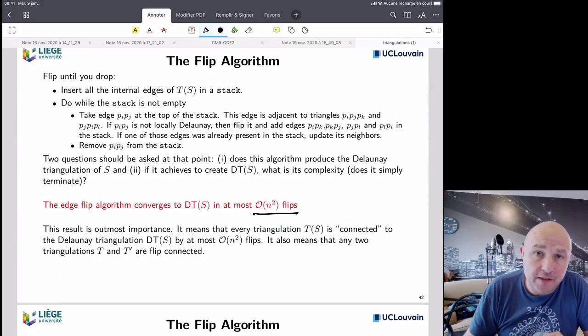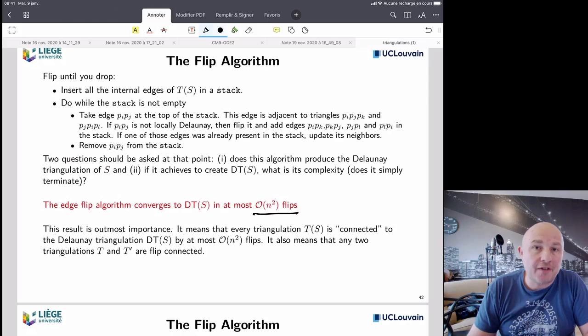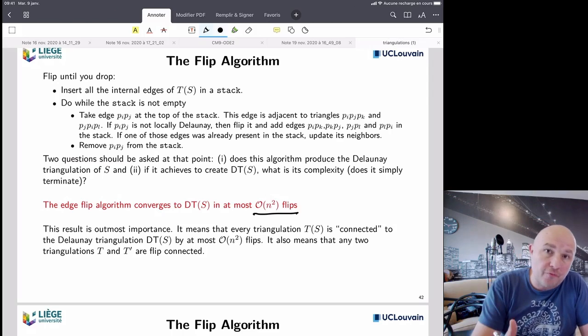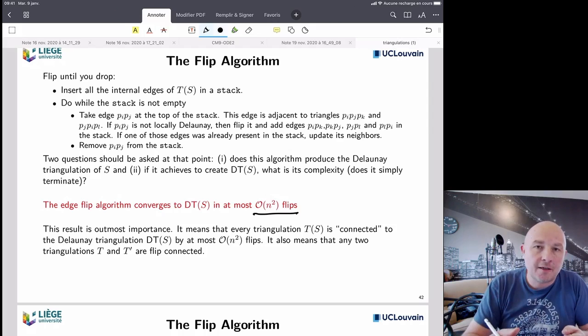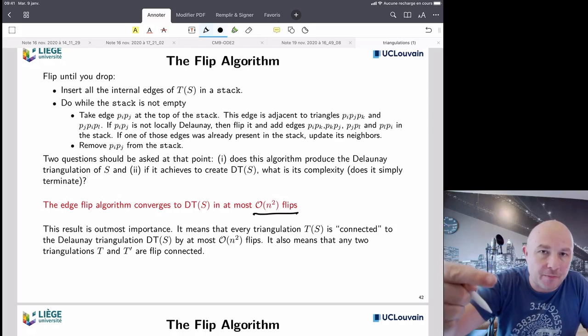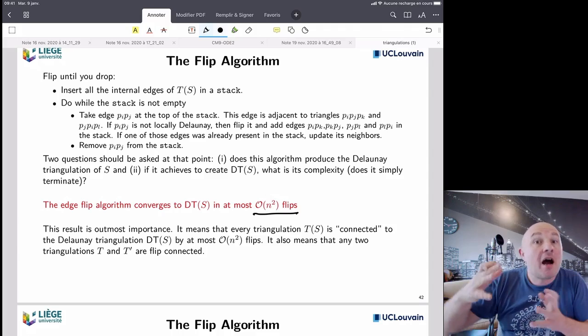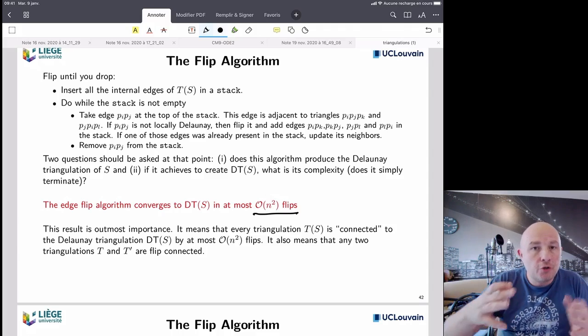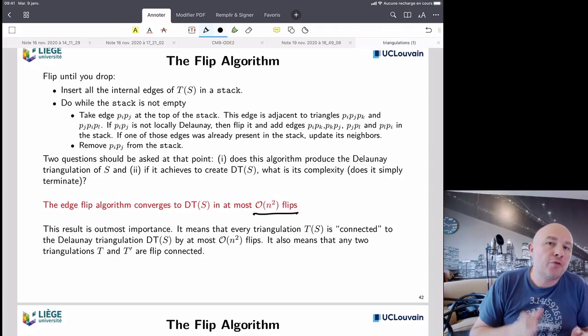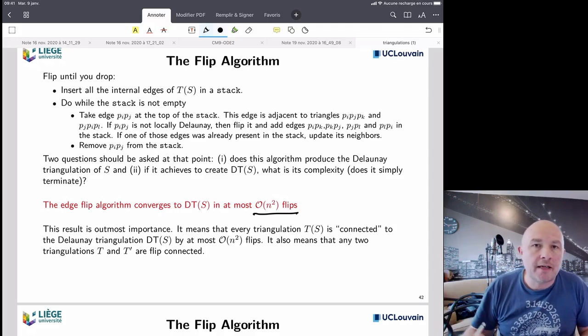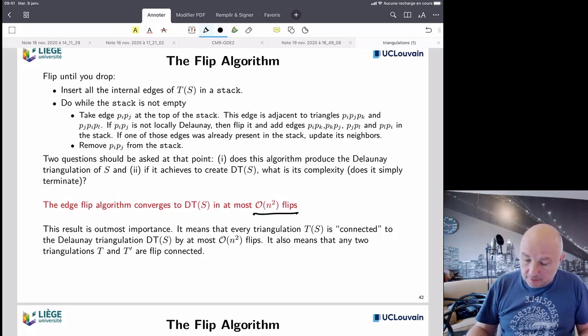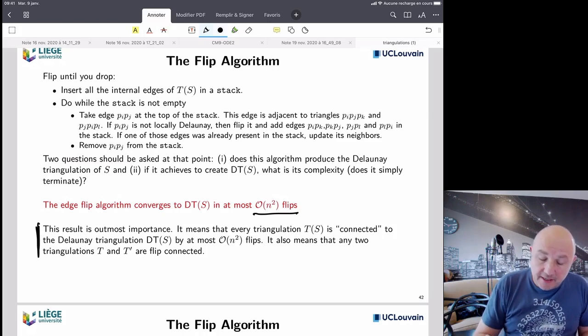It's quite easy to prove, to find, in fact, a scenario where you exactly need n square flips. So it's the worst case scenario. And the second part of the proof is that you can always get to the Delaunay triangulation in at most n square flips. So there are two parts of the proof. One says there are bad triangulations where you need n square flips, and the other says you will never need more than n square flips. Okay, that's it.